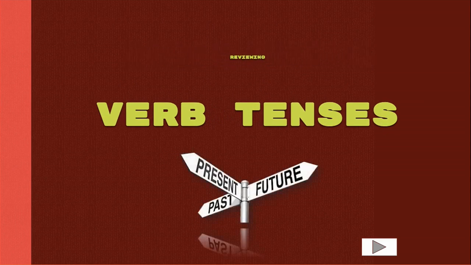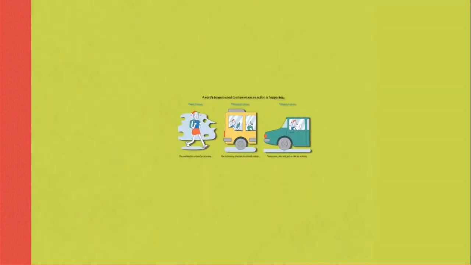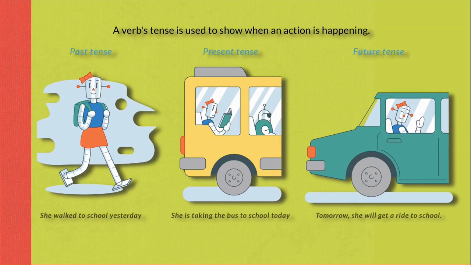Reviewing verb tenses. A verb's tense is used to show when an action is happening. Past tense. She walked to school yesterday. Present tense. She is taking the bus to school today. Future tense. Tomorrow, she will get a ride to school.